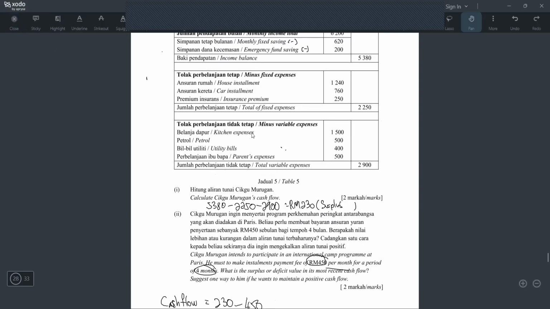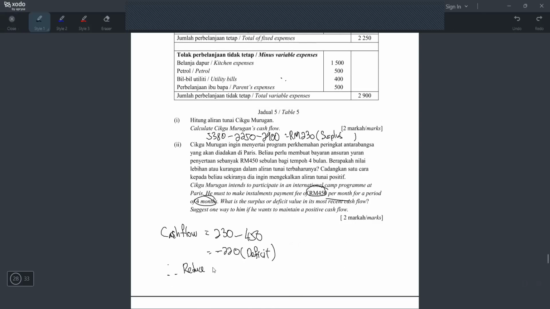So what variable expenses do you have? Kitchen expenses, petrol, utility, parents, right? So what can I say? Reduce petrol usage, or reduce utility bills, or reduce parents' expenses, or reduce kitchen expenses. Just choose one. Okay, so let's say I choose to reduce kitchen expenses.